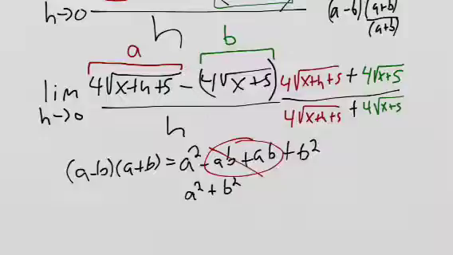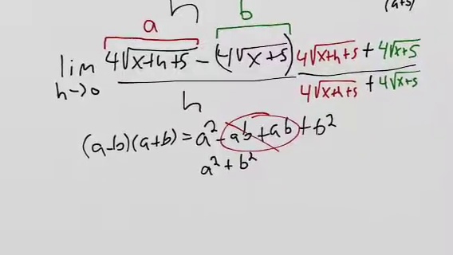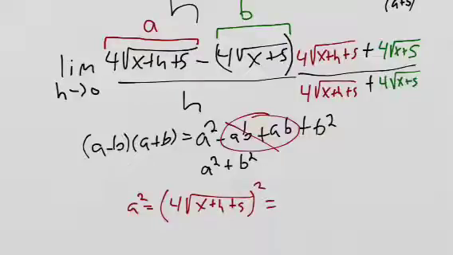Alright, so what may be good for you to do if you mess this up a lot, like some people just do this in one quick step, but what you can do is say, well, what is A squared? Well, A is up here, right? So let's write it. A squared is equal to 4 root x plus h plus 5, squared. Well then we have to square both pieces. We have to square this piece and this piece, which gives us 16 times x plus h plus 5.